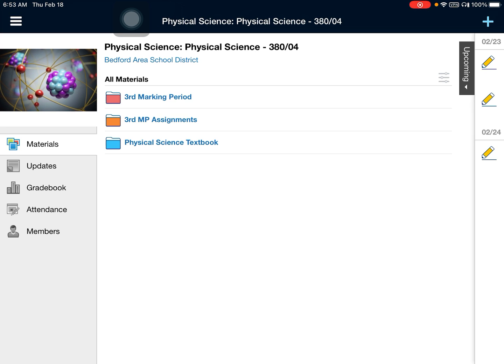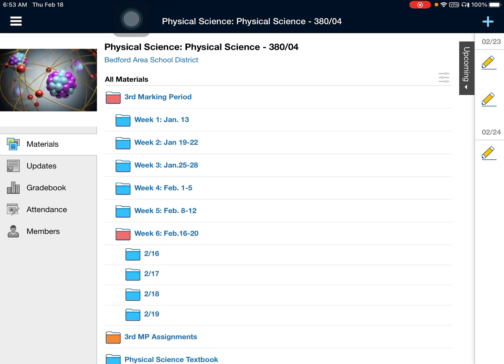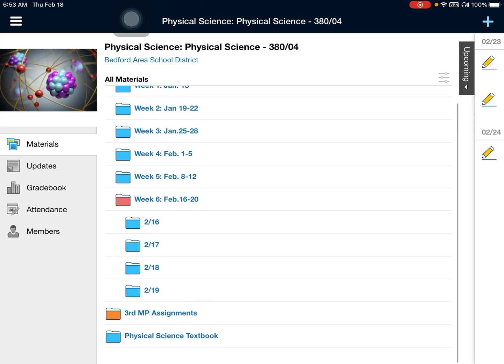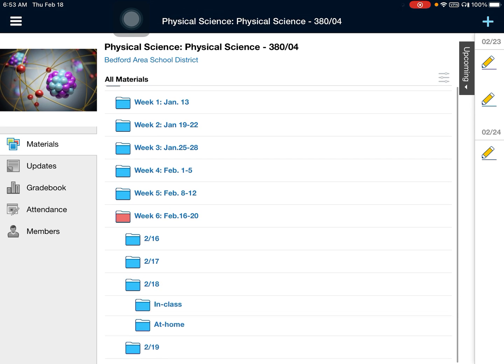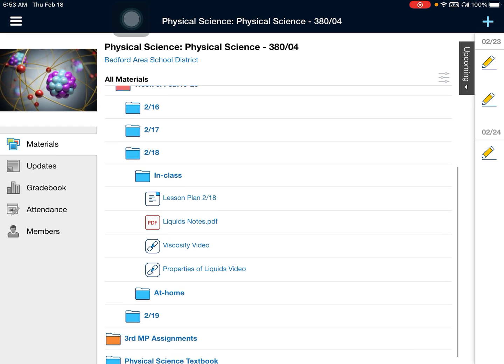So anyhow, I'm going to open my third marking period folder. I'm going to go to week 6, which is this week. And then, of course, I'm going to click on the 18th, and I'm going to grab the in-class folder. Inside the in-class folder, we have a couple different files, some links. There is a PDF there. It says Liquids Notes. You're going to want to grab that and move that over to Notability.